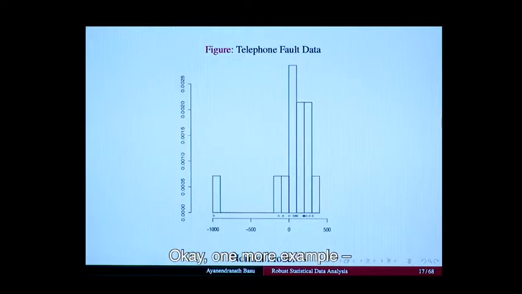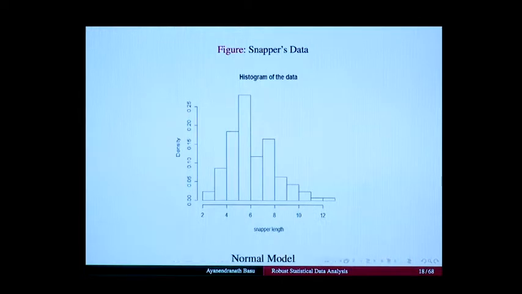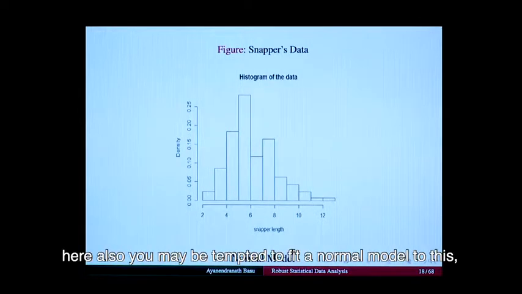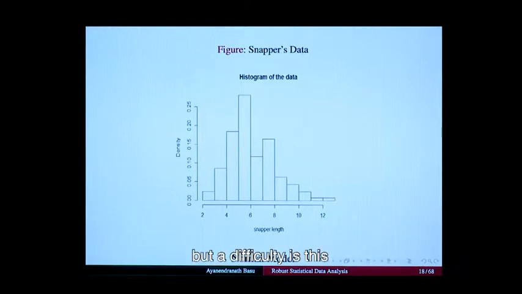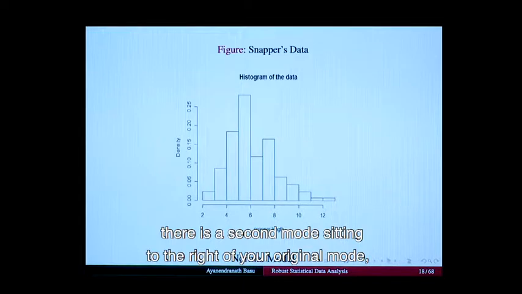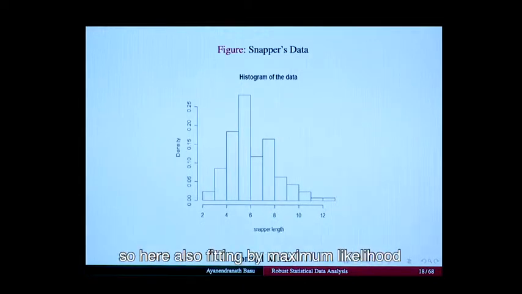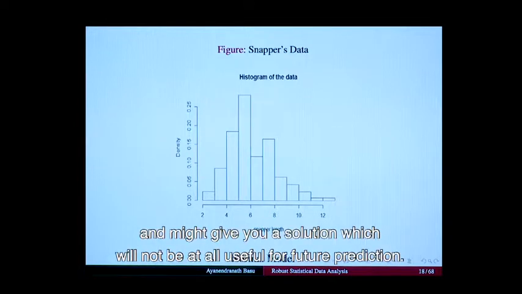Okay, one more example. Here also you may be tempted to fit a normal model to this, but the difficulty is this, that now you can see that the data are bimodal. There is a second mode sitting to the right of your original mode, the main mode. So, here also fitting by maximum likelihood will not capture either of the modes and might give you a solution which will not be at all useful for future prediction.